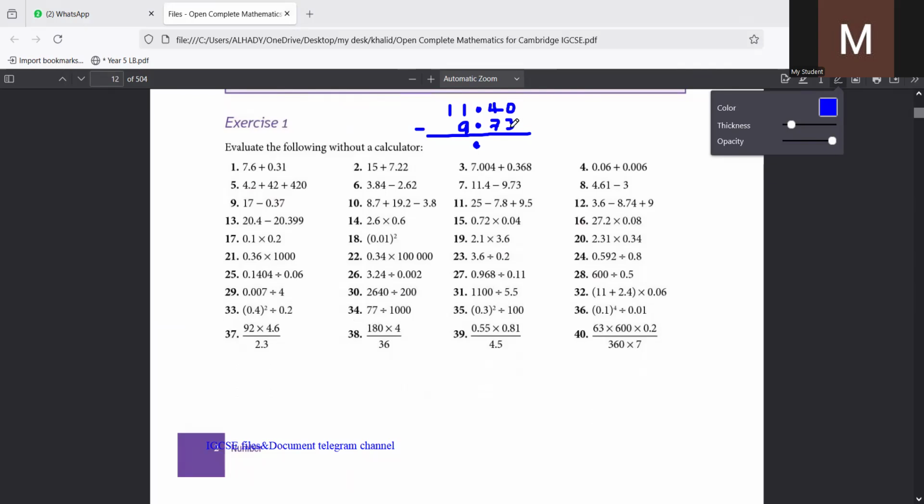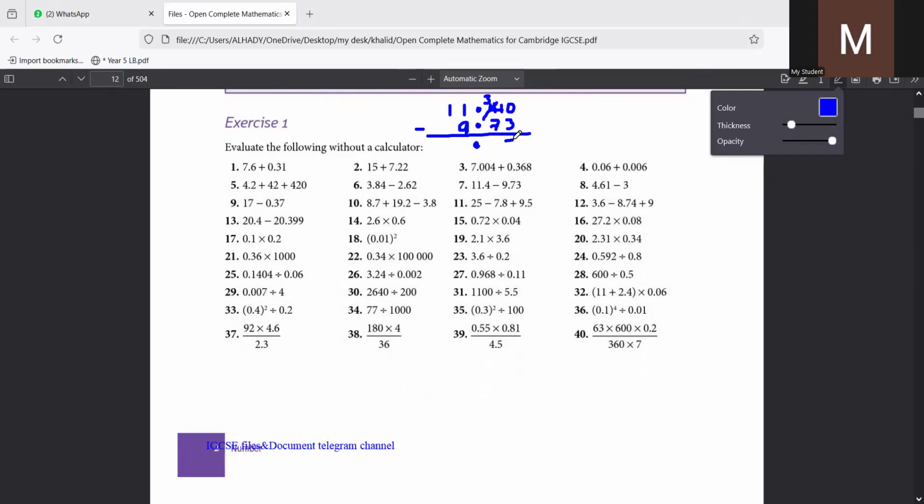Then it says 0 minus 3. We know that 0 minus 3 cannot happen because 0 is smaller than 3. So what we need to do is borrow 1 from this 4. We take 1 from the 4. This 4 will be 3, and this 0 will be a 10. Then 10 minus 3 equals what?